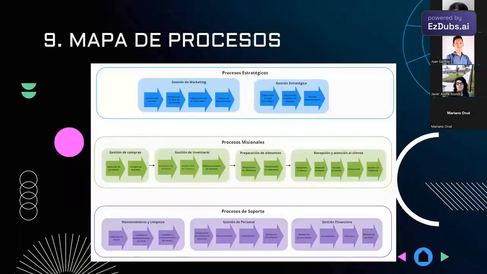And then we would have the process map, where, as previously indicated, the area we are focusing on is the mission processes, specifically the reception and customer service part. But this must also be supported by the support processes, where personnel management would be, and the strategic processes, where it defines how to achieve the objectives.